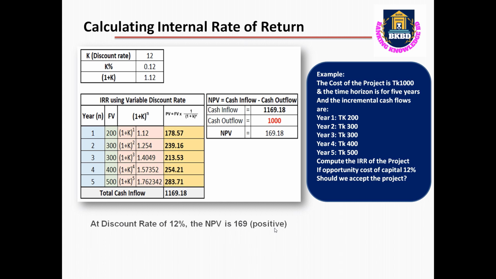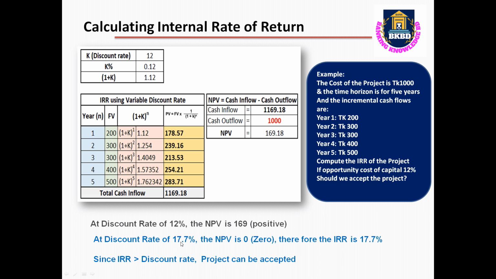This is positive, and at a discount rate of 17.7, the NPV is 0. Therefore the IRR is 17.7. Okay, so since the IRR exceeds the discount rate, the project can be accepted. So finally we can conclude that at 12% the NPV is positive. Then, to find out the actual IRR, we just increase the cost of capital rate on a trial and error basis, and when the NPV becomes 0 or close to 0, that should be the actual IRR. Okay, that's why 17.7% is the actual IRR.